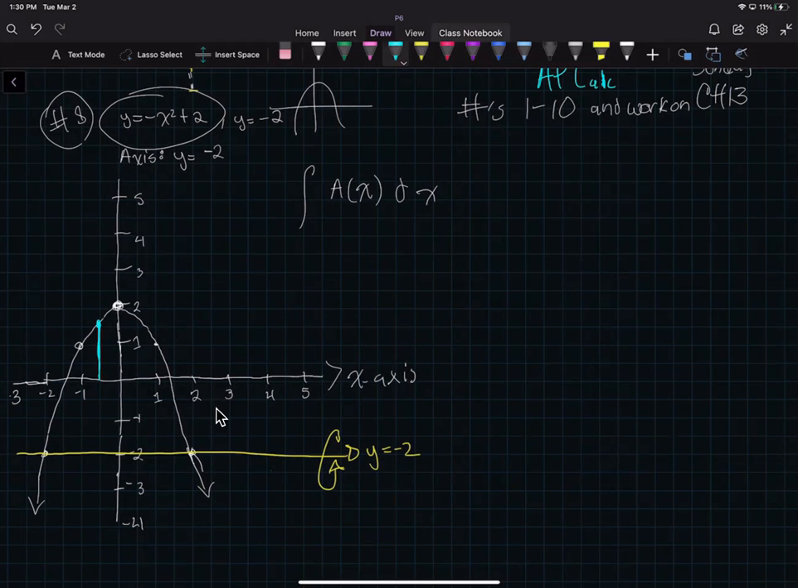All right, so for this problem, the line that I just drew, is that going to be f of x or is that going to be r? Is that going to be f of x or is that going to be r? The line that I just drew.